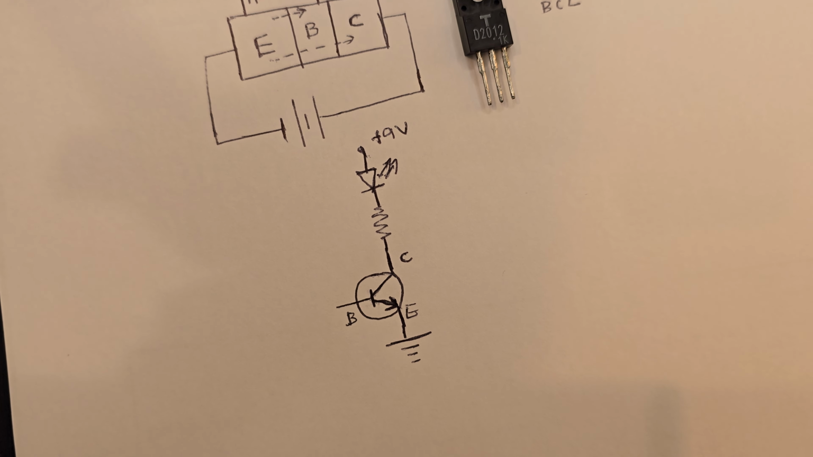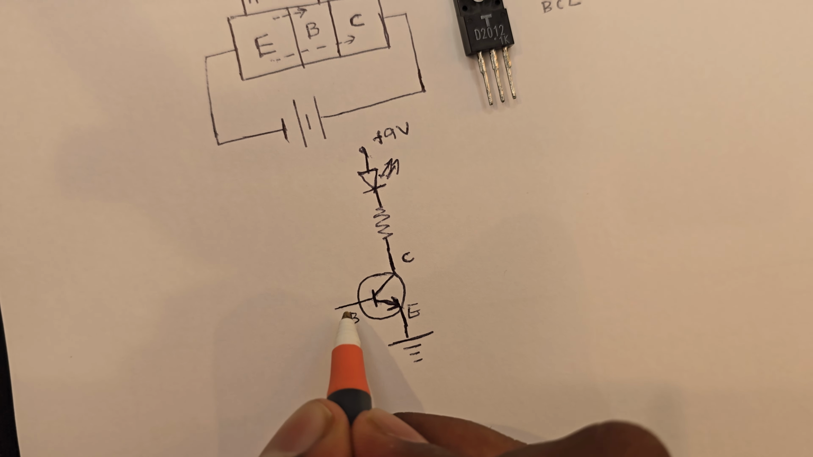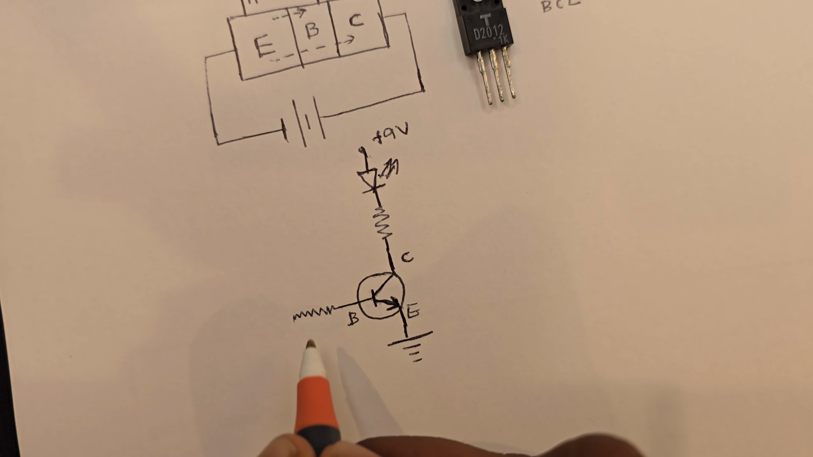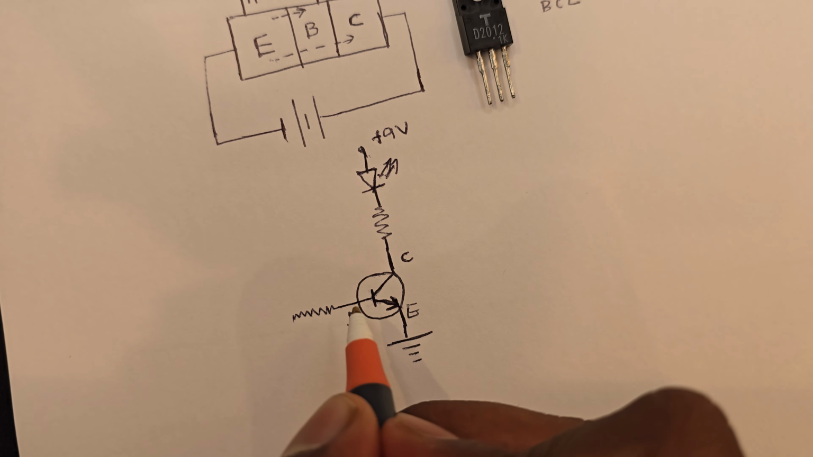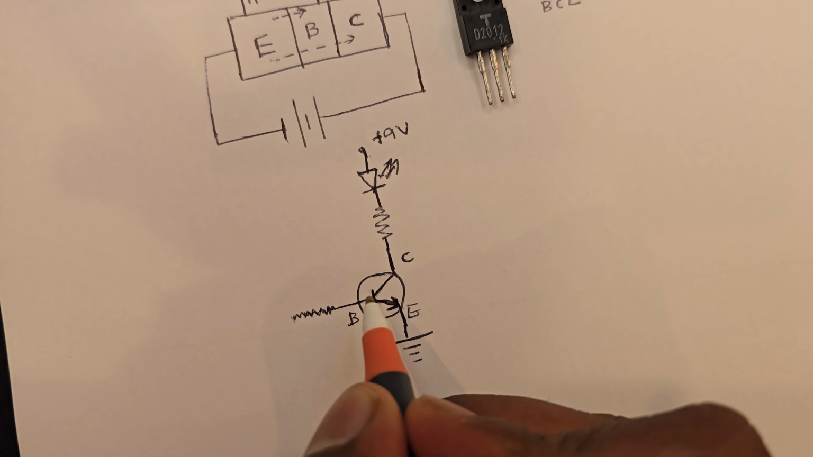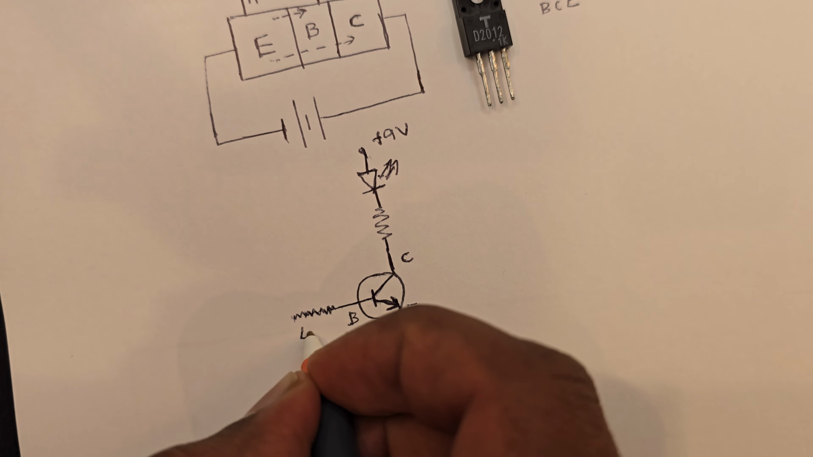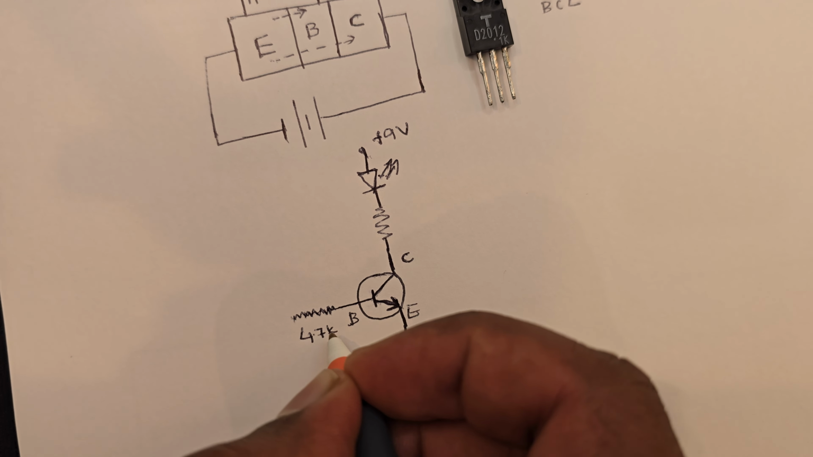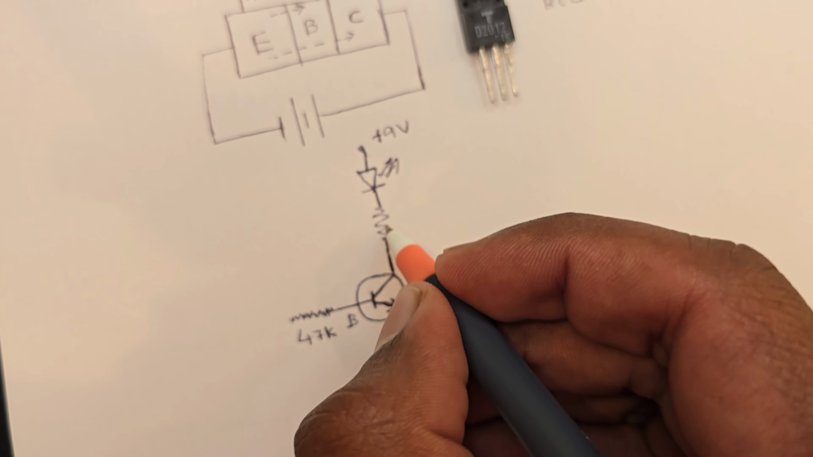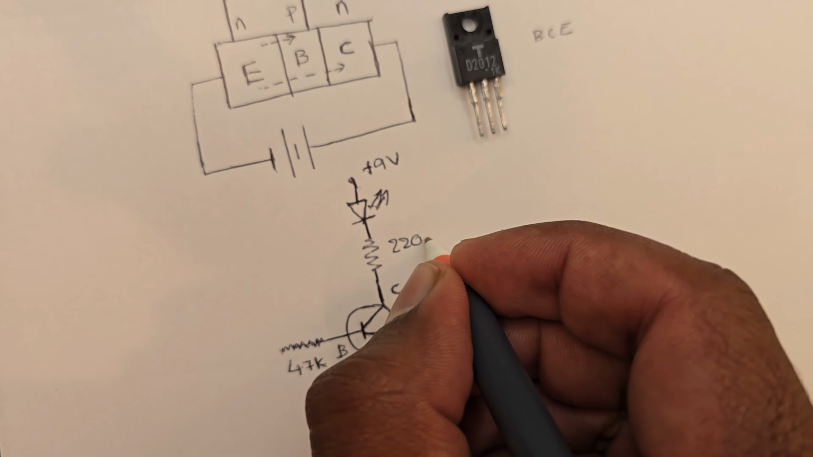But we can make it turn on by applying a very small current at the base. In order to do that, I'm using a very high resistance. Let's say I'm using a 4.7 kilo ohm, which is quite high. And this resistance is the current limiting resistor of the LED. Let's make it 20 ohm.